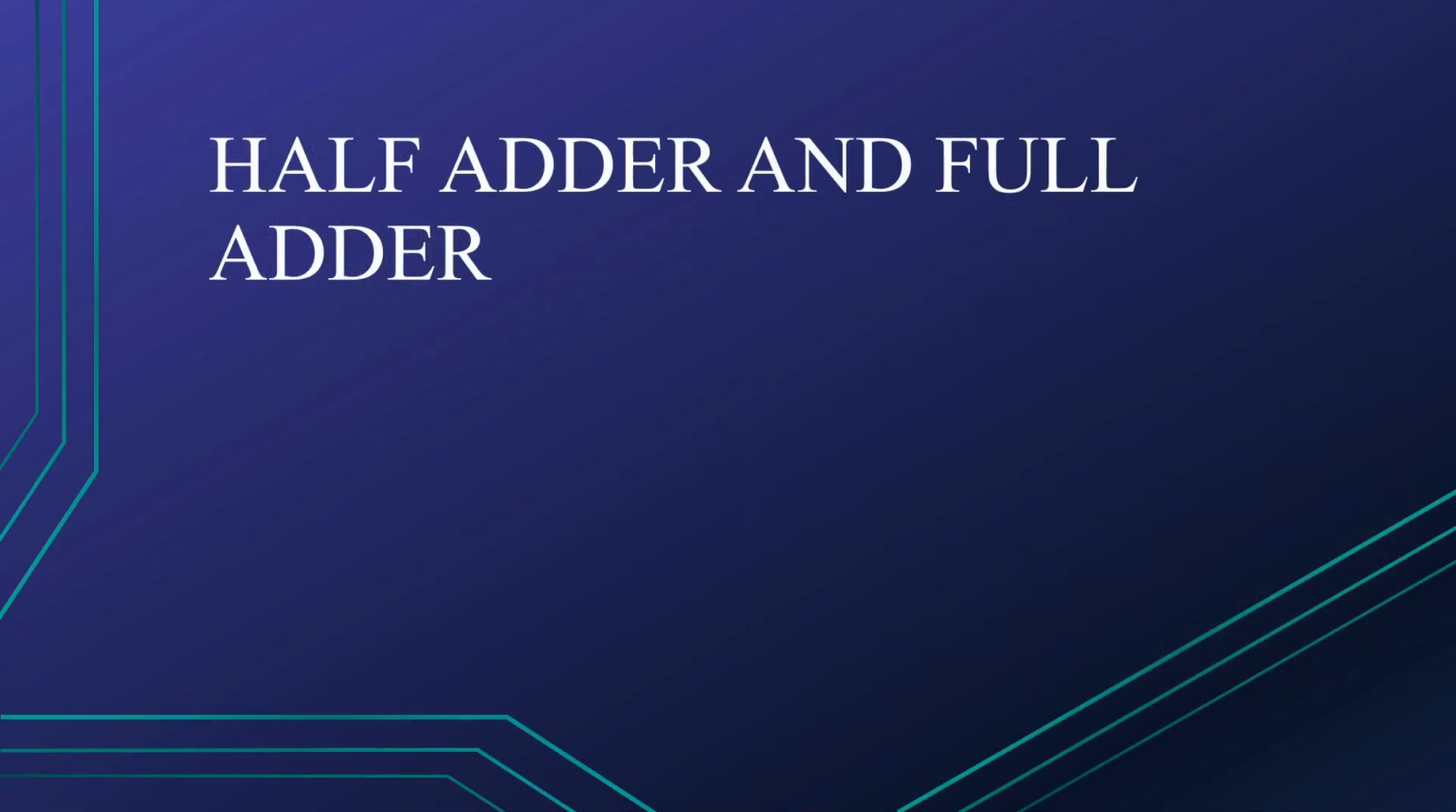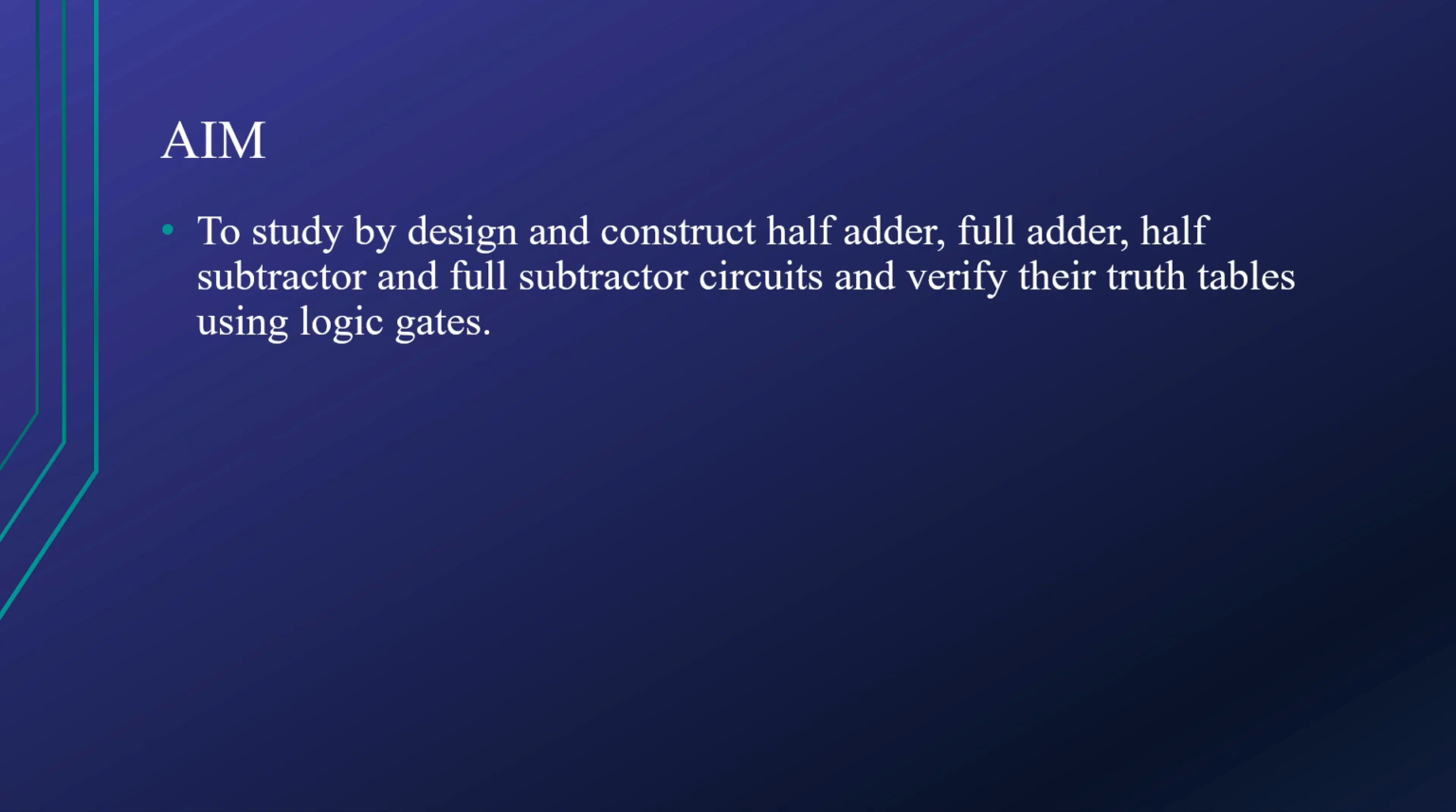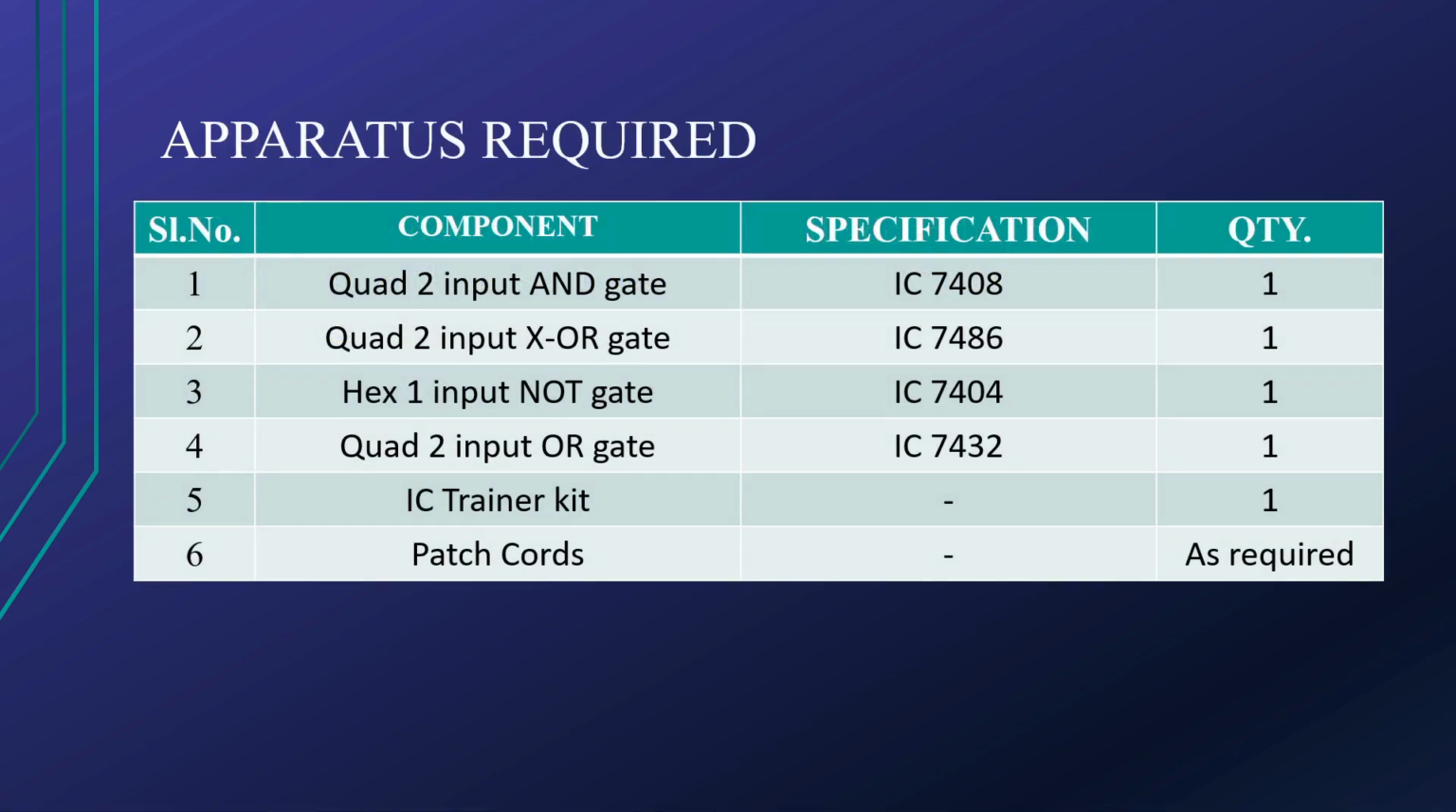So now we are going to see about half adder and full adder. The aim or objective of it is we have to design and construct a half adder, full adder, half subtractor and full subtractor, and verify their truth tables using logic gates. First, we are going to see what are all the apparatus required for performing this experiment. You need one quantity of 2 input AND gate, 2 input XOR gate, 1 input NOT gate, 2 input OR gate, and an IC trainer kit and patch cords as required.